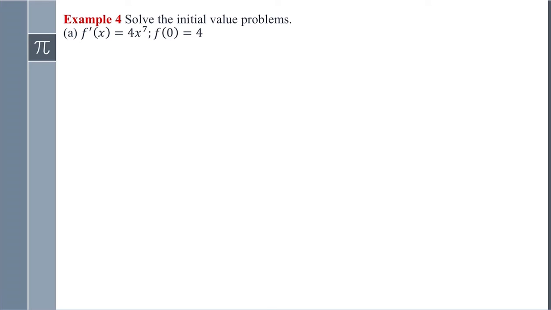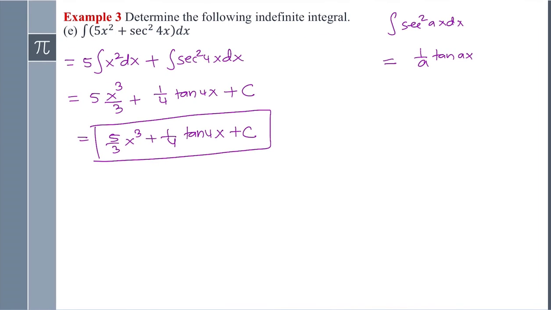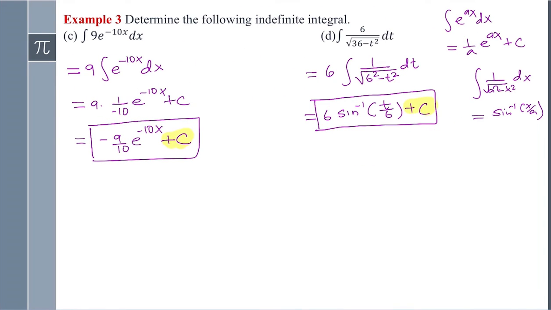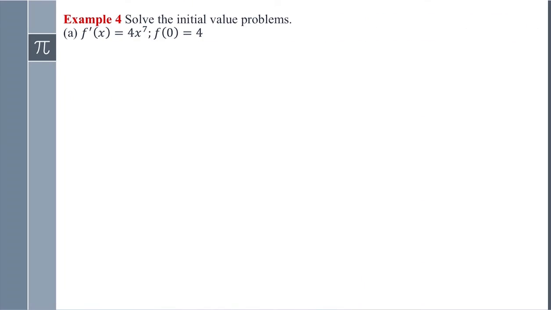Remember, in every integral that we found, we have this constant of integration, c. This gives us the general antiderivative. Now, what we are going to do next with the initial value problem is we are given an initial value, or a condition here. Based on that condition, we are going to find the constant that fits.